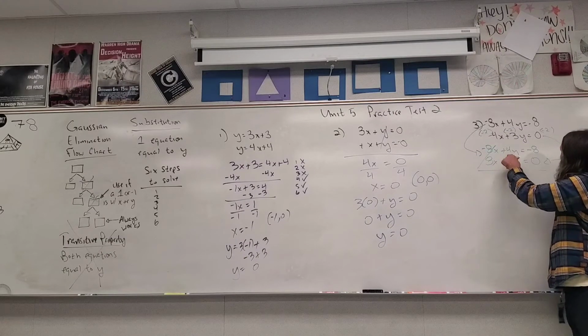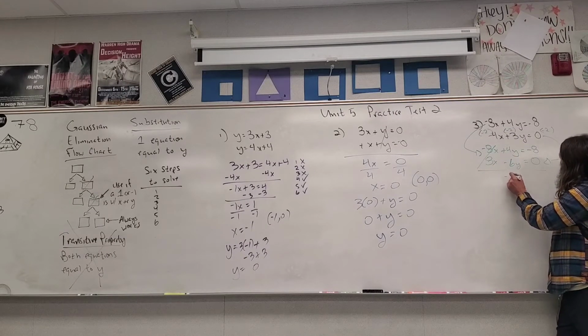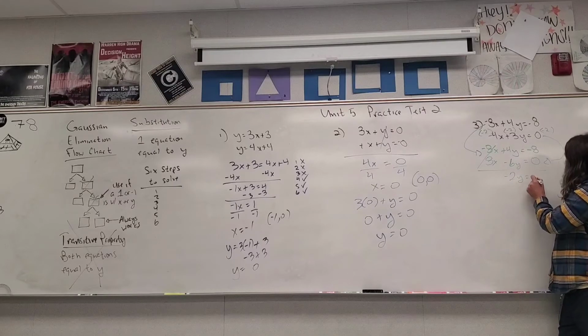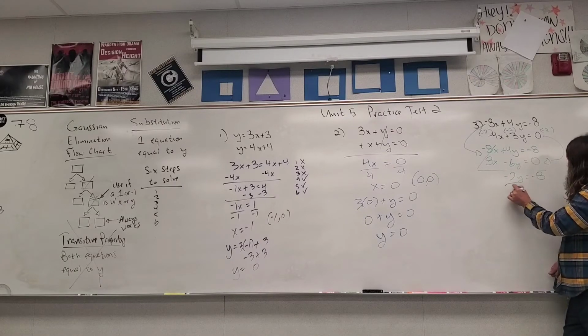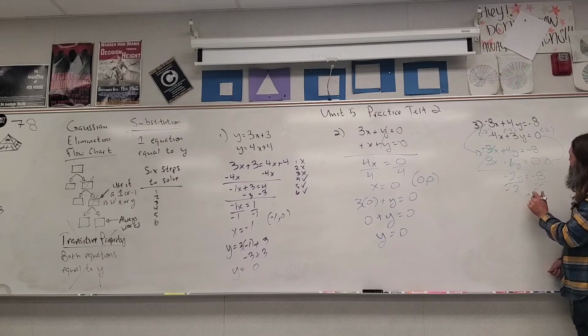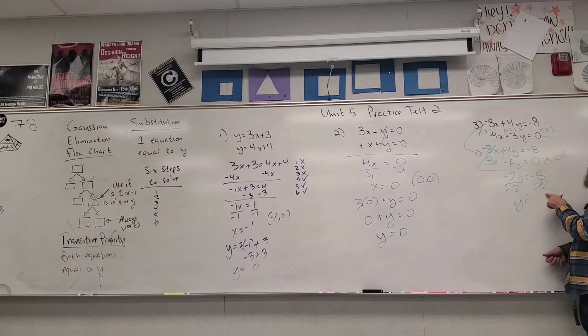So let me put these together. These cancel. I have 4, I owe 6, that means I owe 2. Minus 2y equals minus 8. Let's divide away the minus 2, and I get y equals -2 goes into -8, -4 times.